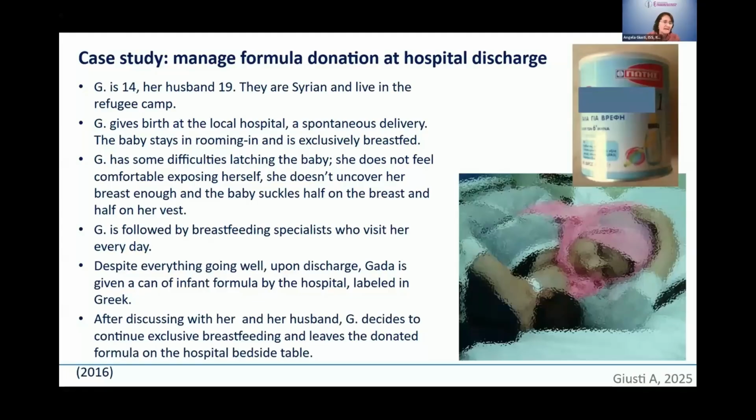Next slide, please. Here are some case studies from my personal experience. This one Sian presented already. This was a perfectly healthy baby in a refugee camp. This was a young Syrian mother, and she was given formula at hospital discharge, labeled in Greek. This is an example of inappropriate donation of formula, and it happens in many countries. This was Formula 1, but we see also Formula 2, 3, etc.